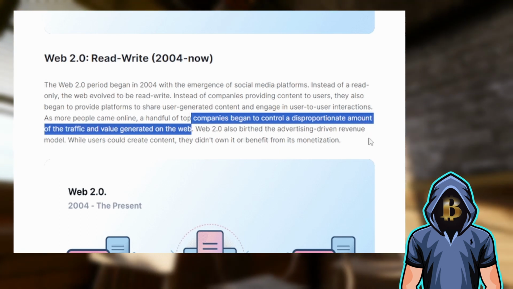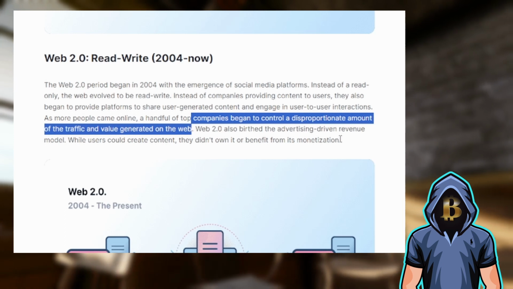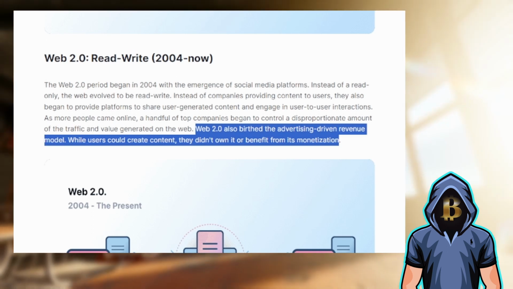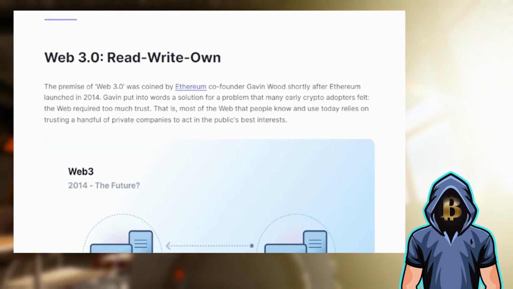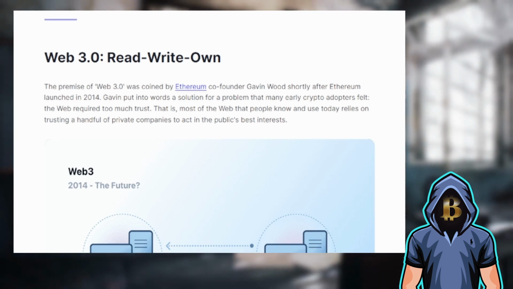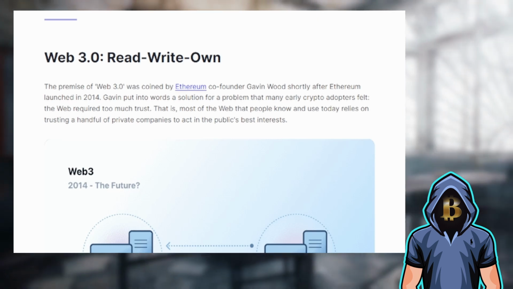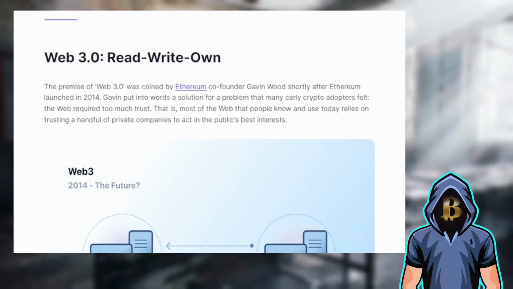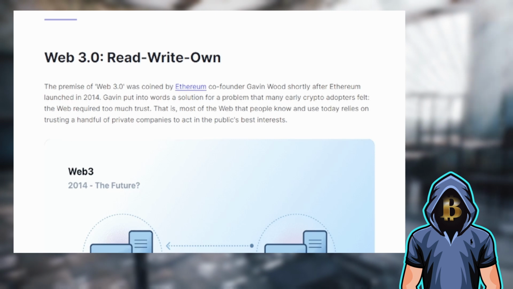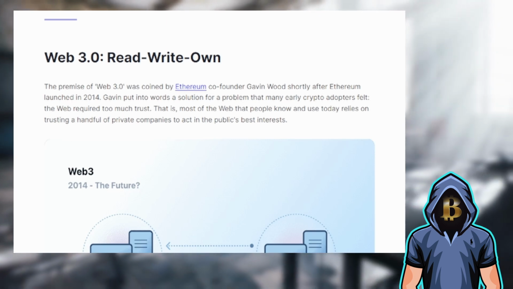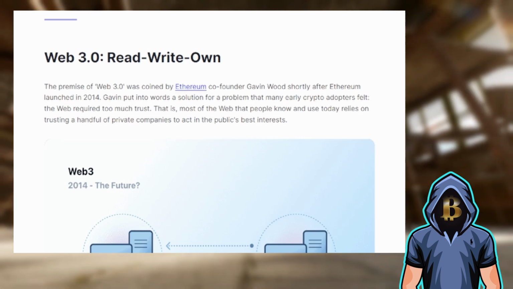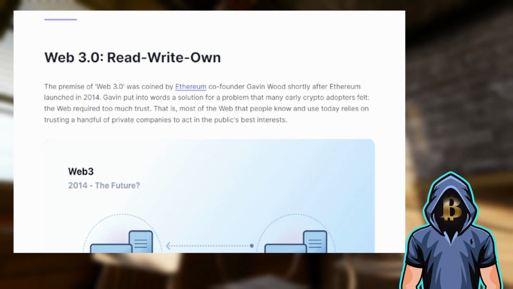Web 2.0 also birthed the advertising-driven revenue model. While users could create content, they didn't own it or benefit from its monetization. And the introduction is Web 3.0. So far we have pre-social media, kind of text-based. Again, think of it as blogging as an oversimplification. The second, Web 2.0, is social media, where you can interact based upon user engagement. There were more interactions, the like buttons, the videos, subscribing, things like that. And that brings us to Web 3.0, read, write, and own.